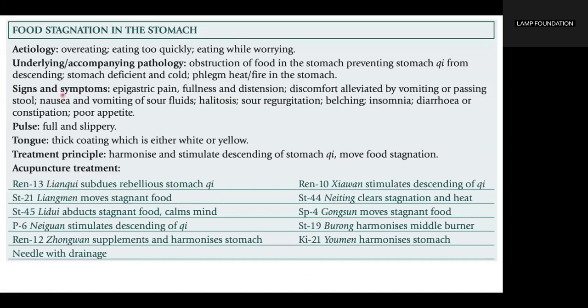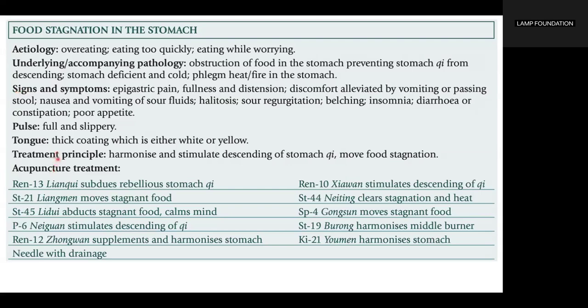So etiology for food stagnation in the stomach: overeating, eating too quickly, eating while worrying. Underlying accompanying pathology: obstruction of food in the stomach, preventing stomach Qi from descending, stomach deficient and cold, phlegm, heat, or fire in the stomach. Signs and symptoms: epigastric pain, fullness and distension, discomfort alleviated by vomiting or passing stool, nausea and vomiting of sour fluids, halitosis, sour regurgitation, belching, insomnia, diarrhea or constipation, poor appetite. Pulse, full and slippery. Tongue, thick coating, which is either white or yellow.